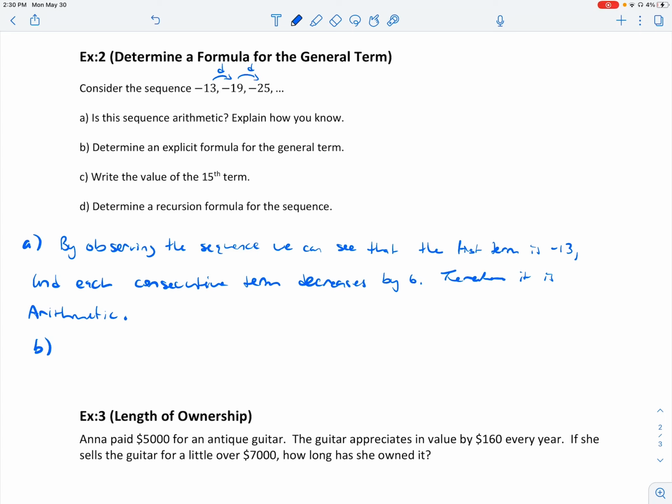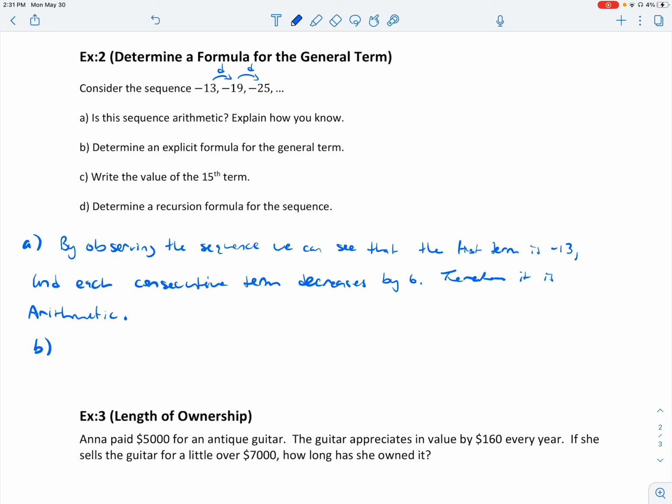Okay, part B, determine an explicit formula for the general term. So when they say the general term, they just mean like the nth term. Or even easier than that, you can think of it as just the explicit formula. So what would the equation look like? So what's our first term? And then, we're going to have a few numbers in here. So they want the explicit formula.